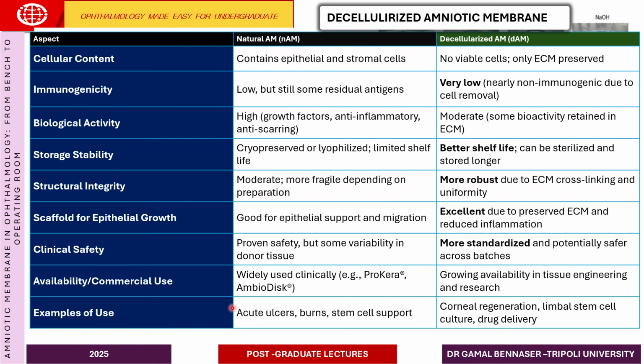Now, the common applications for the natural one are in acute ulcers, burns, and stem cell support. However, the decellularized one is used for corneal regeneration, limbal stem cell deficiency culture, and also as drug delivery. So this is broadly the difference between the natural amniotic membrane and the decellularized amniotic membrane.